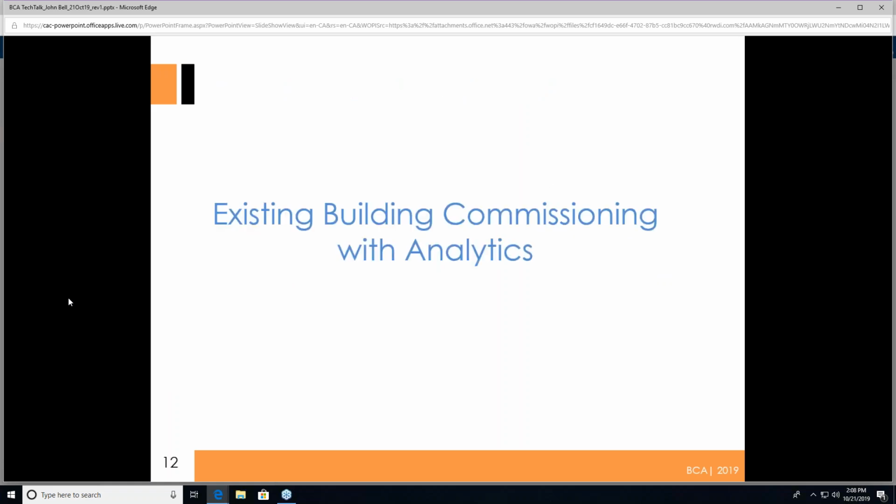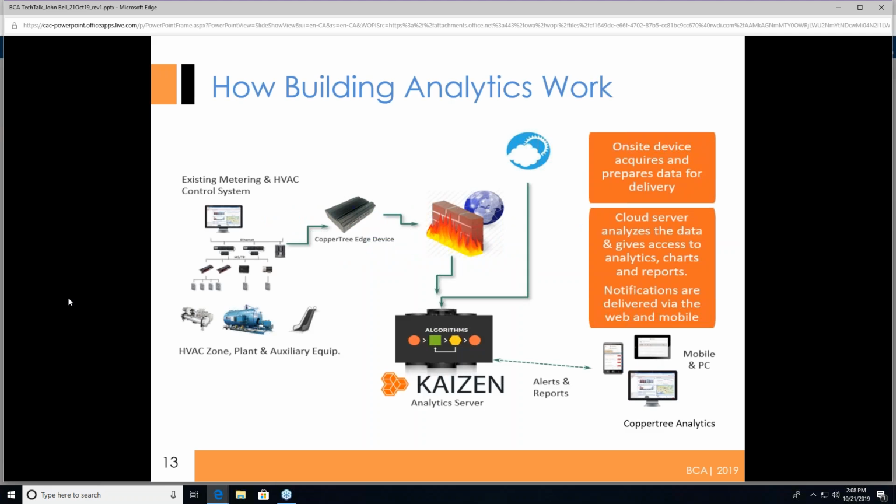Okay, so when we look at EBCX with analytics, I think it's important that we go through what building analytics is and how it works. There are different types of analytics systems out there. I put them into 2 camps. One camp is analytics that provides control, right? The black box technology. There are lots of firms out there that provide that. And then there are, of course, the systems that provide information through just the dashboard, right?